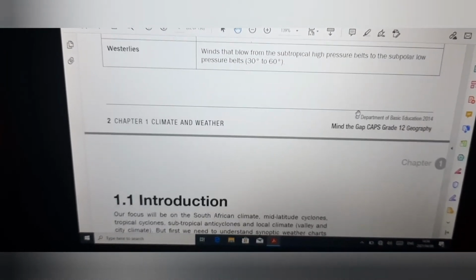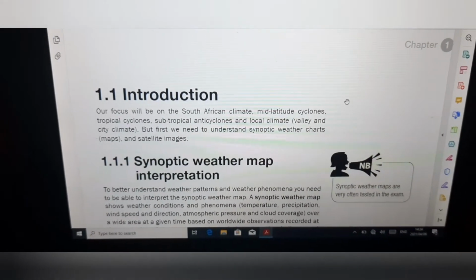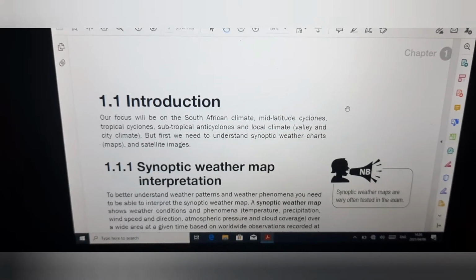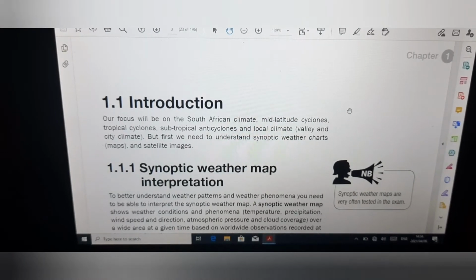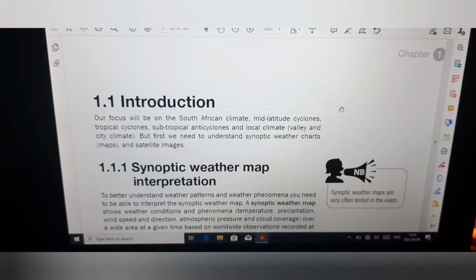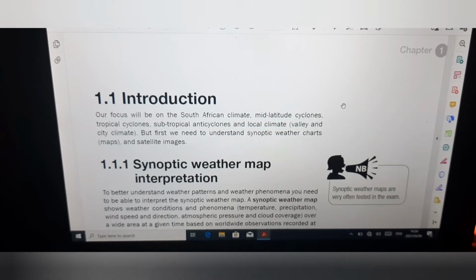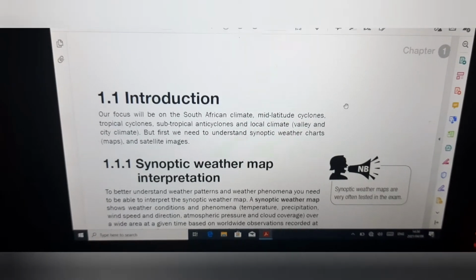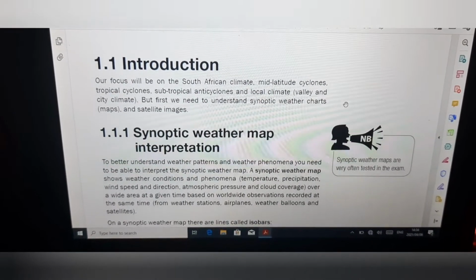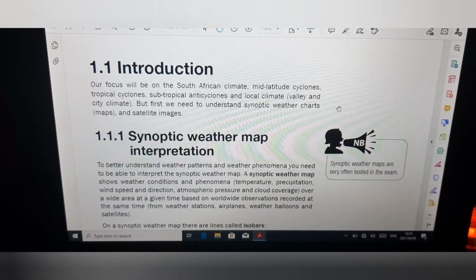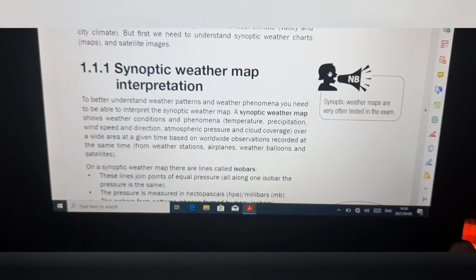Now let's start with our introduction. Our focus will be on the southern climates: mid-latitude cyclones, tropical cyclones, subtropical anticyclones, and local climate, valley and city climate. That's the local climate. But first we need to understand synoptic weather charts, which are maps and satellite images, before we move on. Synoptic weather maps are often tested in an exam, so you need to know how to analyze the synoptic weather.